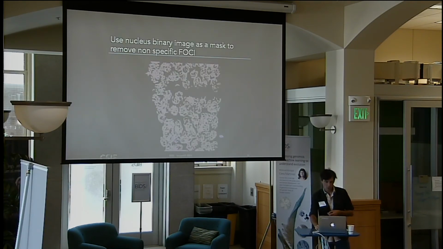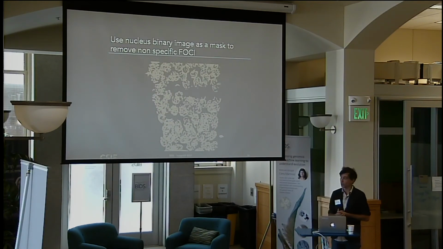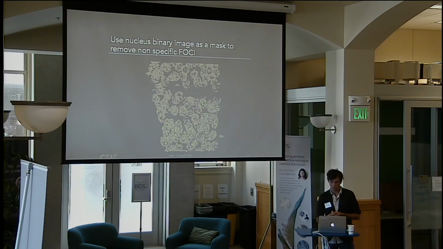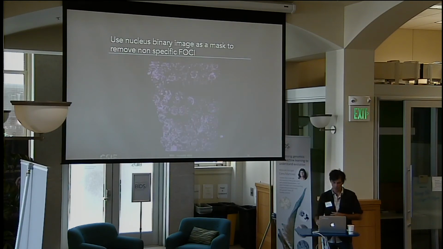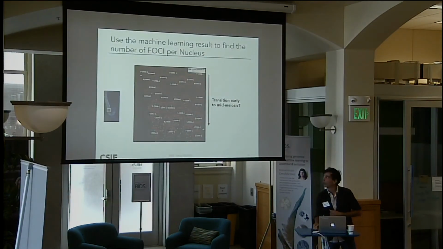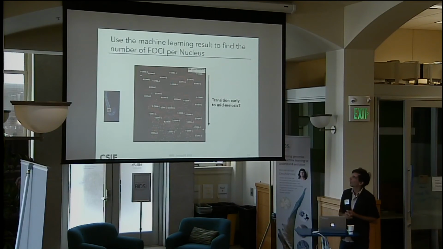Then I try to clean the image to remove the non-specific foci. I create a binary image of the nucleus of the chromosome, and then I can remove all the dots that were found outside the nucleus, and I get to something like that. And then the next step is I actually use the result from the machine learning, where I create a volume around where I found the nucleus, and I count the number of foci inside that volume.